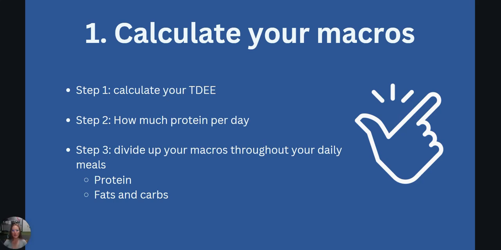All right, so step number 1, we're going to calculate your macros. You need to figure out your TDEE, which is total daily energy expenditure. Then we need to determine how much protein we need per day.